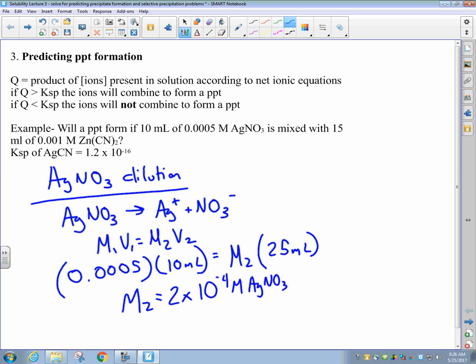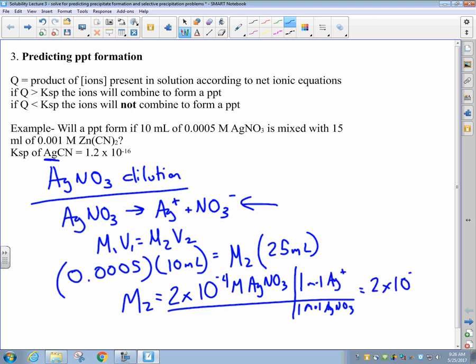Now the issue is we're not concerned about the concentration of silver nitrate. We want to know the concentration of the silver ions that could potentially combine together to form that compound. So I have to do a quick molar ratio using this balanced chemical equation here. For every 1 mole of silver nitrate, we are going to produce 1 mole of silver ions. So we're going to have 2 times 10 to the negative 4th molar Ag+ ions.